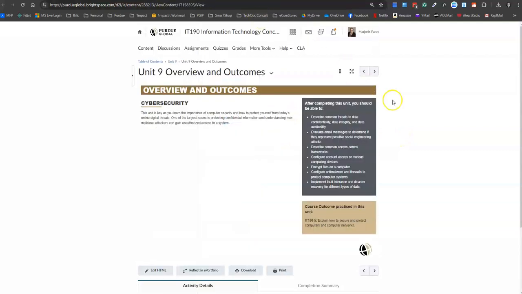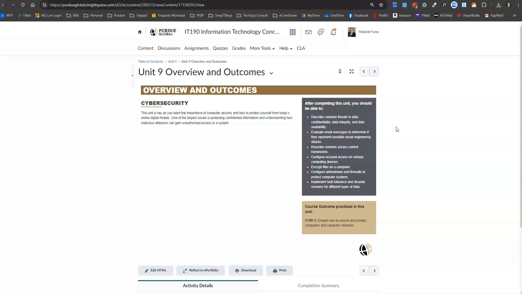Let's go to the overview itself. The unit is the key to learning the importance of computer security and how to protect yourself from today's online digital threats. One of the largest issues is protecting confidential information and understanding how malicious attackers can gain unauthorized access to a system. Your outcome for this week is to explain how to secure and protect computers and computer networks. At the end of this unit you will be able to describe common threats to data confidentiality, data integrity, and data availability. The CIA triad, right?